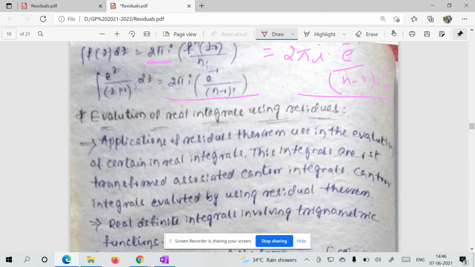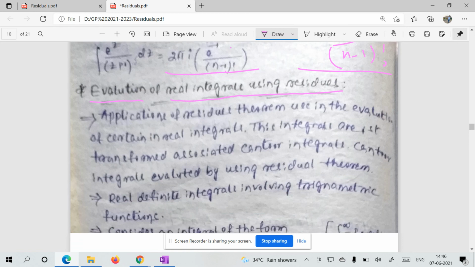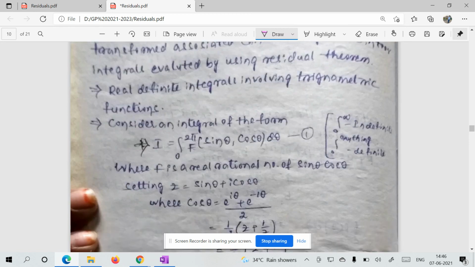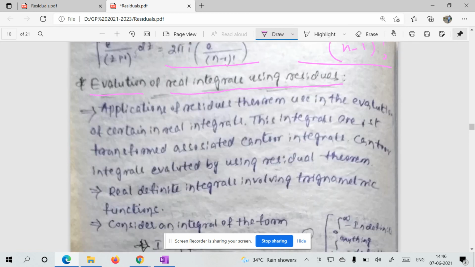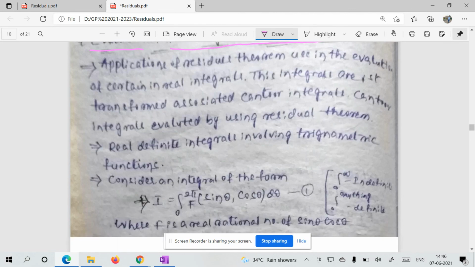This is the concept of residues, a residues based theorem. Now this is the evaluation of real integrals using residues.